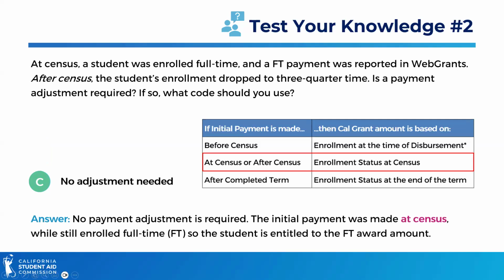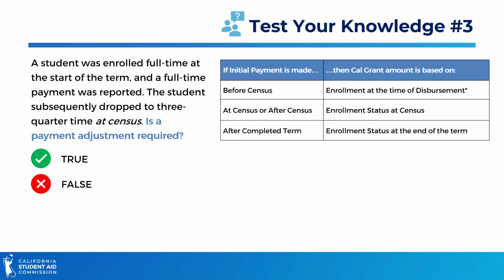Very good. Now we have another census question for you. Let me pull that up. A student was enrolled full-time at the start of the term, and a full-time payment was reported. The student subsequently dropped to 3/4 time at census. Is a payment adjustment required?